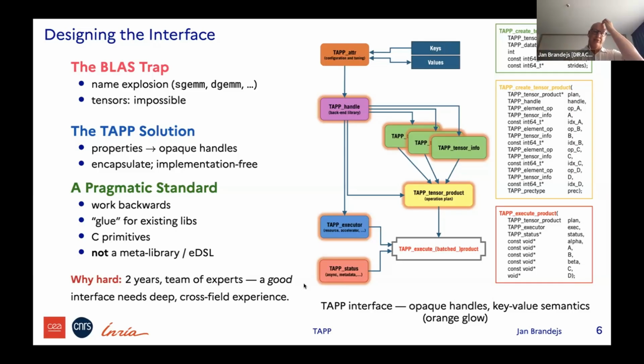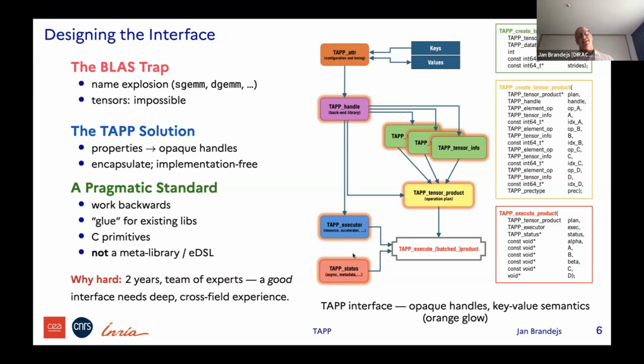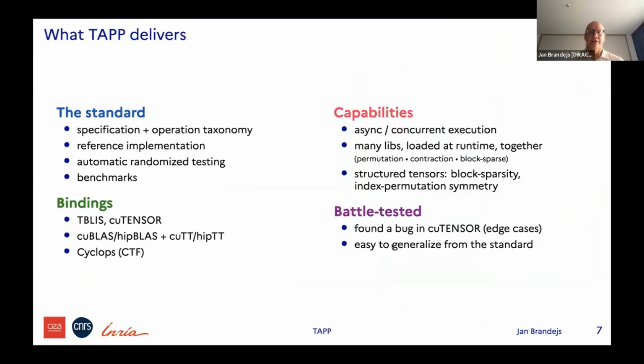We thought it would be very easy to develop this, but it turned out it took 2 years of regular meetings of experts with a lot of cross-field experience included. It wasn't really possible to develop it without that, because it's easy to develop some tensor interface, but it's actually hard to create a good and sustainable tensor interface that will be used across domains.